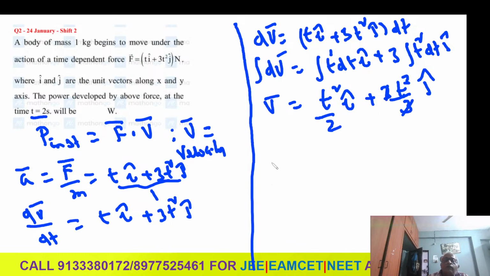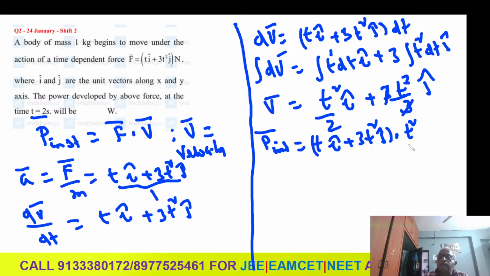I told you power instant of F bar, and how to calculate it. Dot product. What is the force vector? Force vector is nothing but t i cap plus 3t square j cap, dot the above vector: t square by 2 i cap plus t cube j cap. This is kept in one bracket. So when you do the dot product, what will you get?